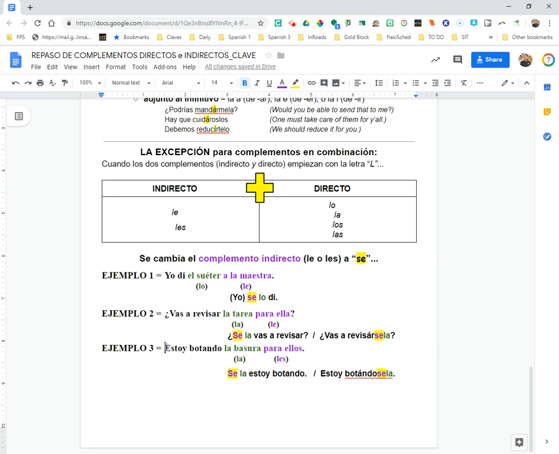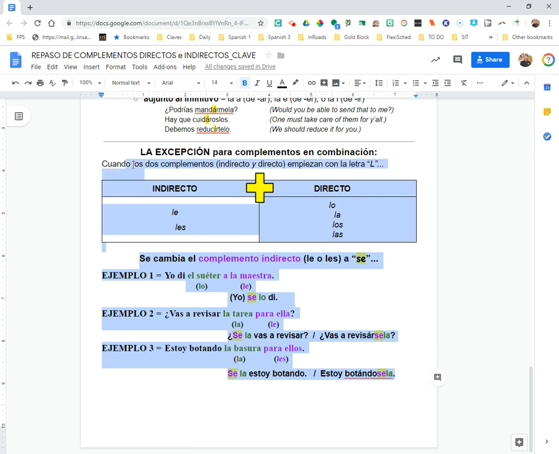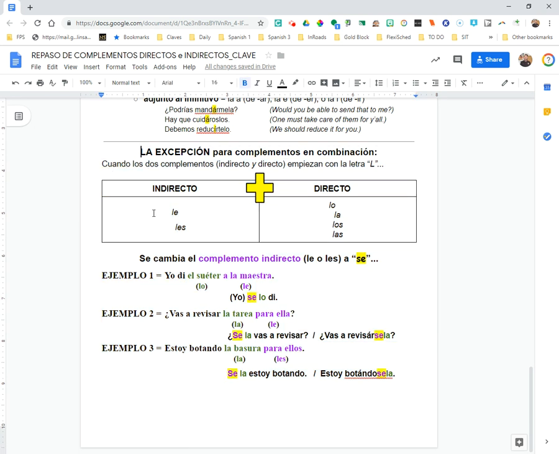Last example. Estoy botando la basura para ellos. The ellos is going to change to the se. Has to change to se. You can't say les la. So, se la estoy botando. Estoy botándosela. So this is kind of tricky, but it's really important that you don't ever try and match a le and les with lo and la or los and las. This is going to end up changing to a se.